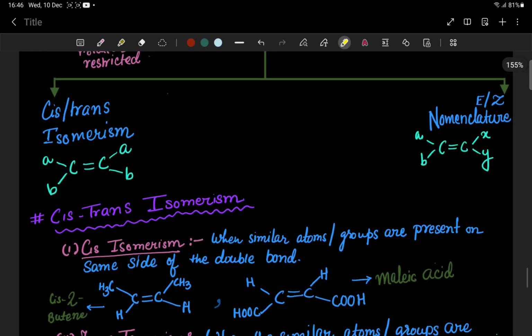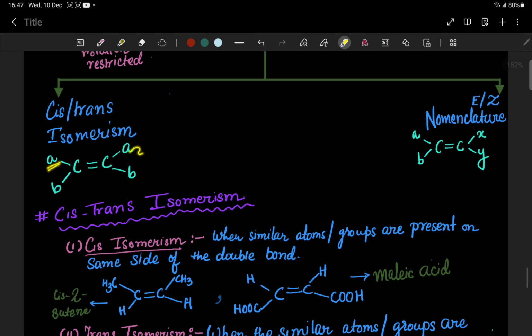We get two ways to describe geometrical isomerism: one is cis-trans and another one is EZ. So what is cis-trans and what is EZ? In cis-trans isomerism, the groups present on the two adjacent carbon atoms may be the same. It means maybe the same, not will be the same. You can see this is group A, this is group A on two adjacent carbons, and this is group B, this is group B. But in EZ nomenclature, none of the groups are the same. This is A, this is B, this is X, and this is Y.